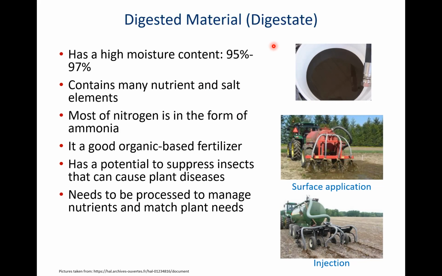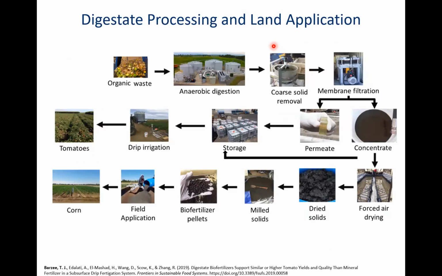Okay, so how are we actually going to process digestate? If we have organic material going through anaerobic digestion, again it produces biogas that can be used for electricity generation, for example, or upgraded to natural gas. And this is the effluent. This is what we call digestate.